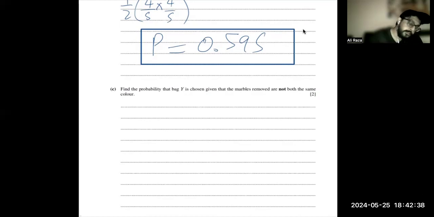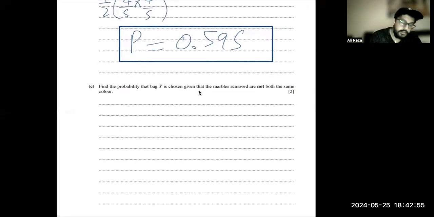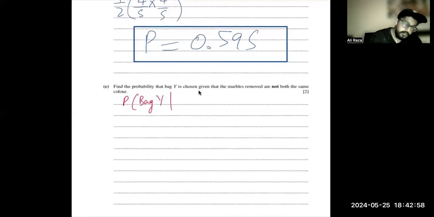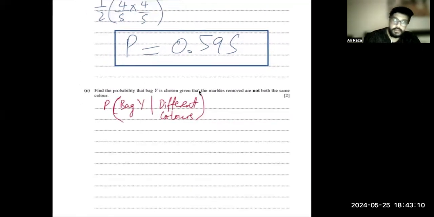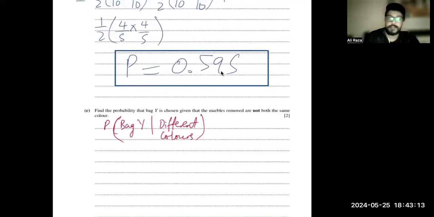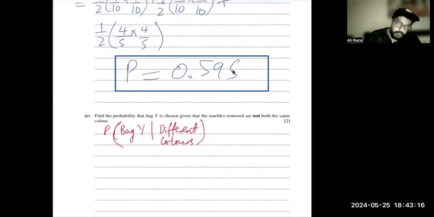Now in part C, we need to find that both the colors are not the same and bag Y is chosen. So bag Y, given that different colors. We have the probability for same colors, which is 0.595. So different colors would be 1 minus 0.595.